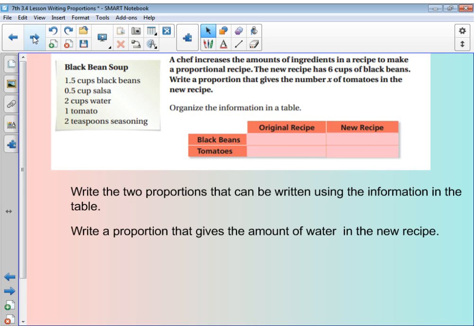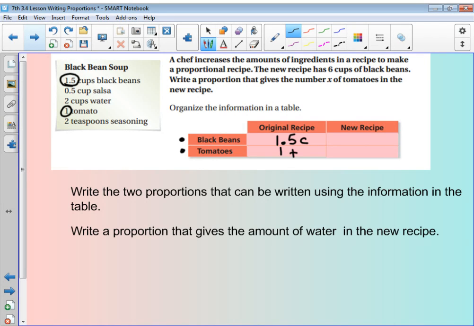So it says a chef increases the amount of ingredients in a recipe to make a proportional recipe. The new recipe has 6 cups of black beans. Write a proportion that gives the number X of tomatoes in the new recipe. So we're going to set this up as our original recipe, and we're working with black beans and tomatoes in this scenario. So our black beans originally in the original recipe was 1.5 cups. And our tomatoes was, we needed 1 tomato.